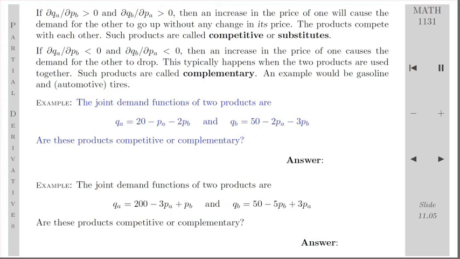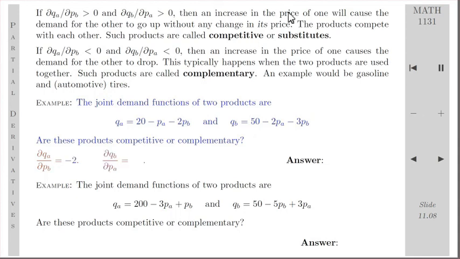The first one is QA equals 20 minus PA minus 2PB, and QB equals 50 minus 2PA minus 3PB. We will just do the cross partials. So the partial of QA with respect to PB, I just go term by term. The first term is a constant, its derivative is 0. The second term I have only PA. I treat that as a constant when I'm differentiating with respect to PB. So there also I get 0. In the third term I have 2PB, its derivative will be negative 2 times 1, or just negative 2.